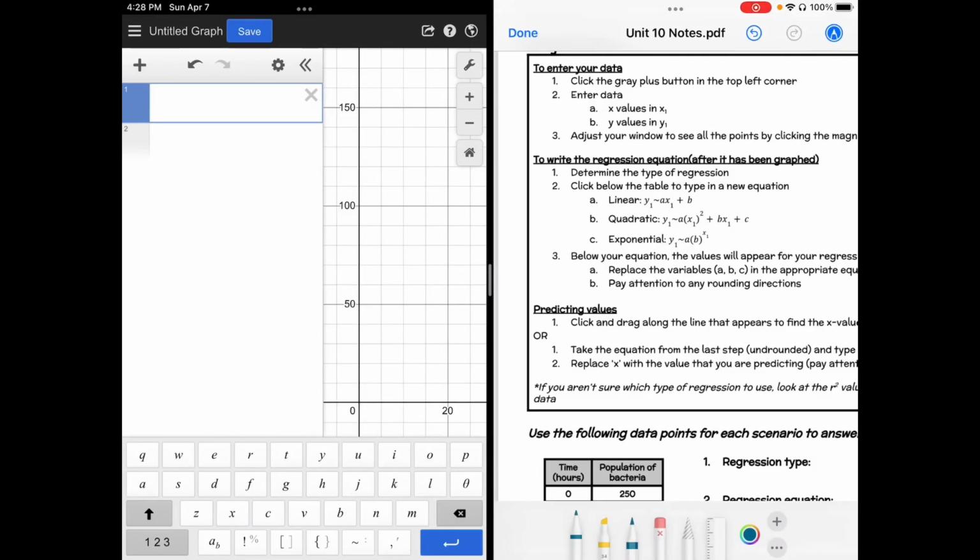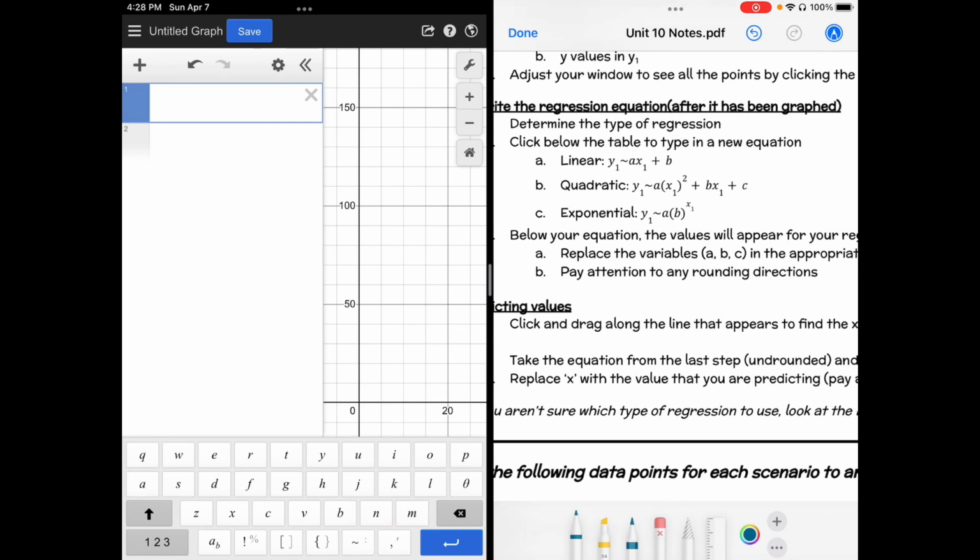All right, so for today's lesson, we're going to be talking about regression, and we've seen regression a little bit in Algebra 1, but we didn't really go that in depth with it. So in Algebra 2, we're going to have three different types of regression that we can use. We have linear, quadratic, and exponential. And I have all of these equations written out at the top of this page for you.